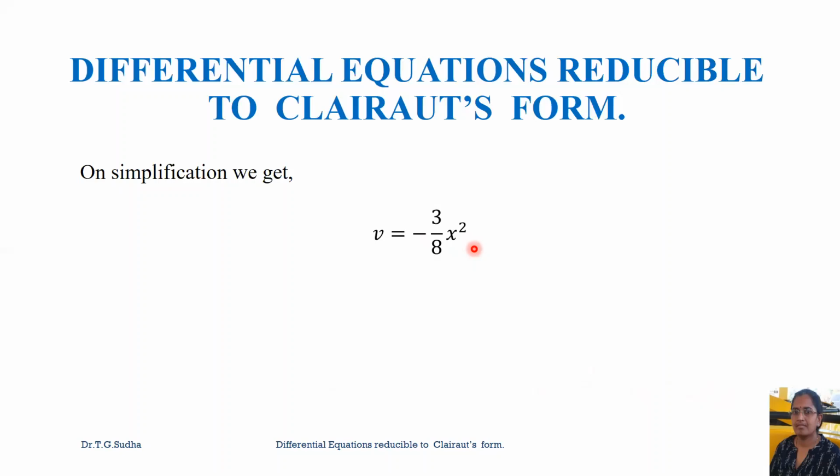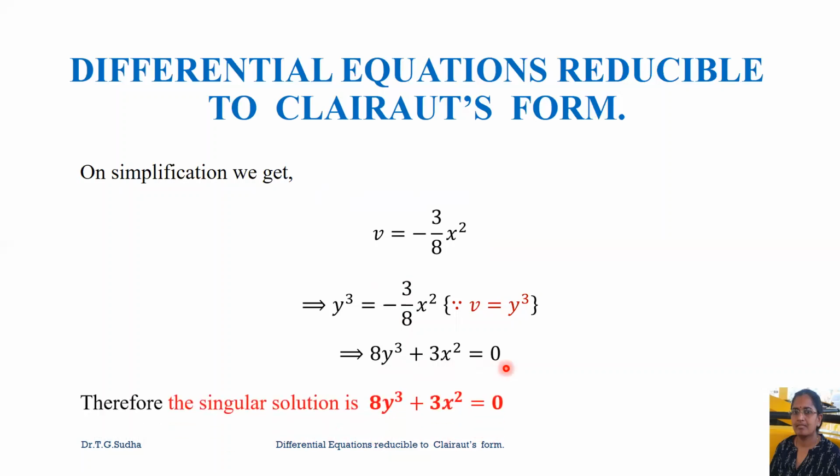So now we have the value for v, that is y cube. So substituting v is equal to y cube, we get y cube is equal to minus 3 by 8 into x square. Cross multiply and shift the terms to the left hand side, we get 8y cube plus 3x square equal to 0. And this is the singular solution. Therefore, the singular solution is 8y cube plus 3x square equal to 0.